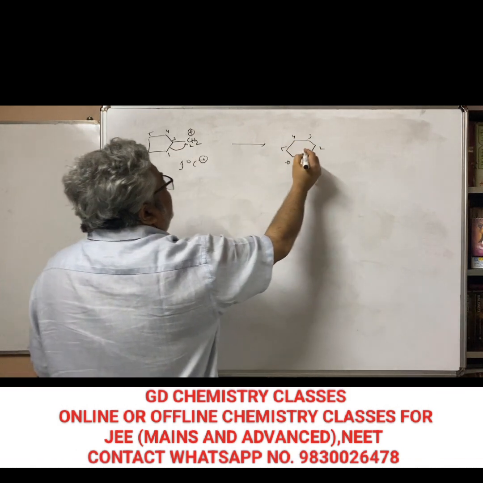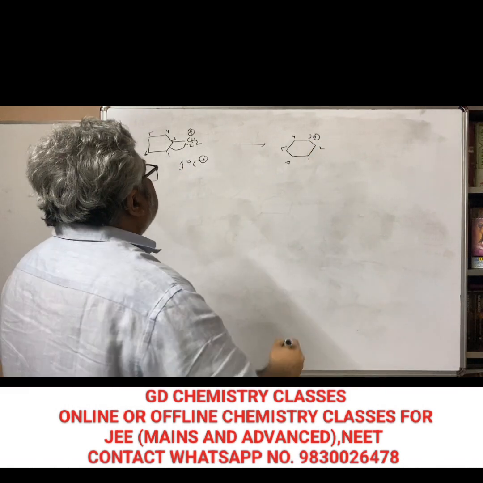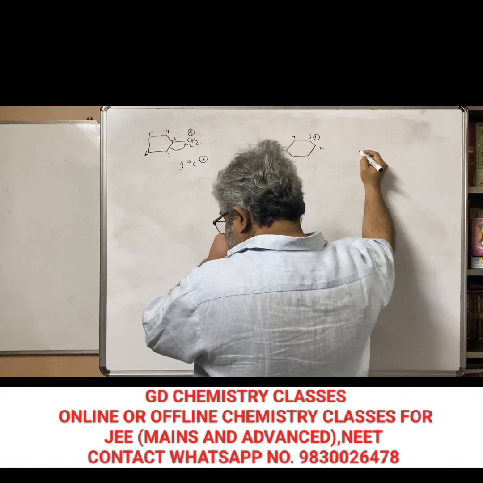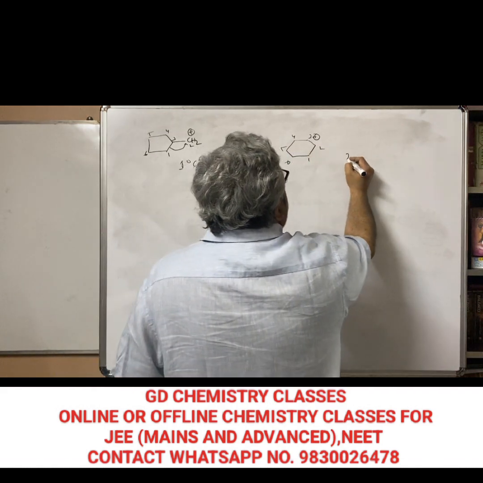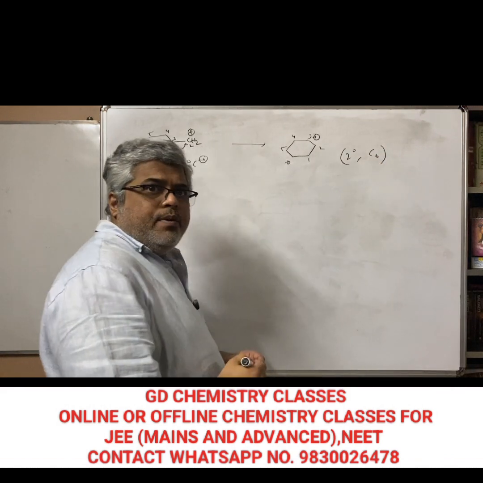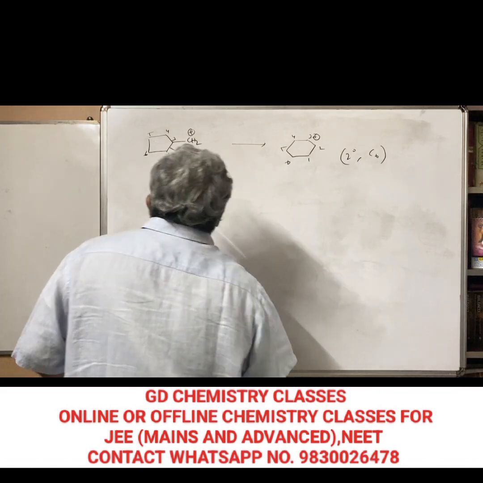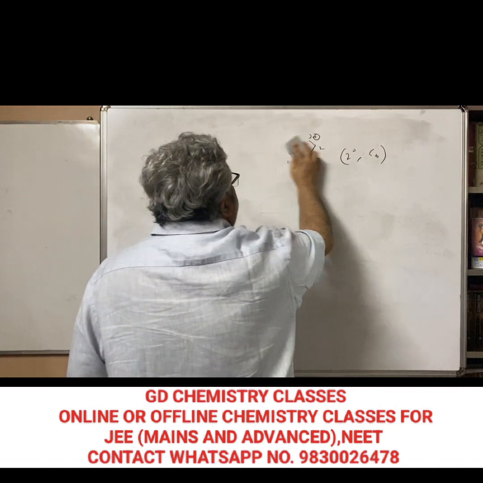The third carbon is bearing a positive charge. Okay, so we are getting a more stable 2 degree carbocation instead of a 1 degree, and also a 6-member ring. Okay, so this will also occur. So these are 2 very common examples.